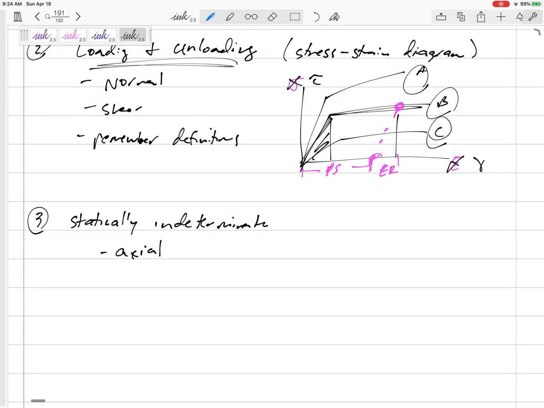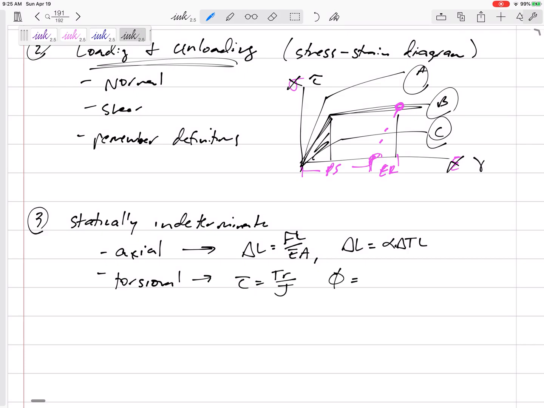It might be axial or torsional. Remember, axial: delta L equals FL over EA, and delta L equals alpha delta T L. Torsional: torsional stress is TR over J, and angle of twist is TL over GJ. So it's either going to be axial or torsional.